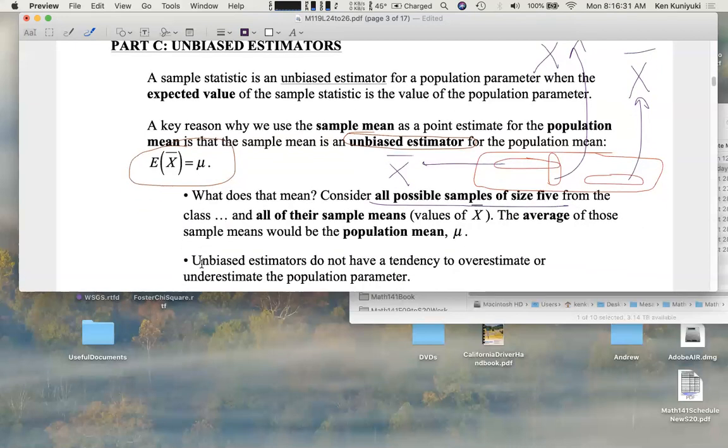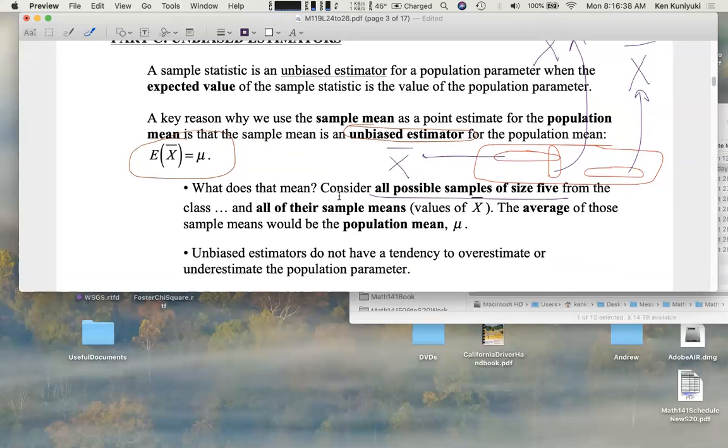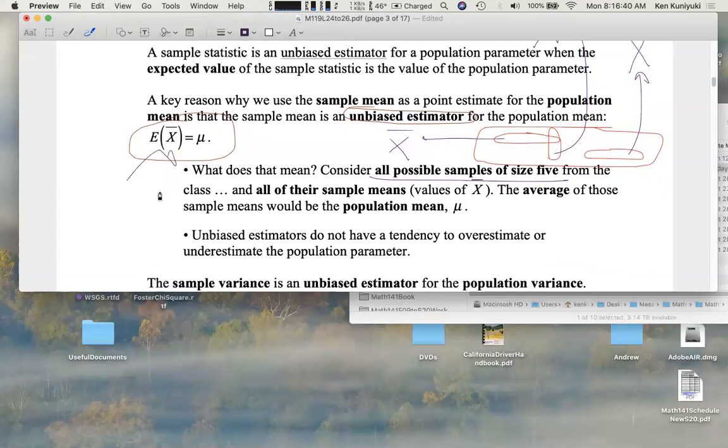So that means that this sample mean as a point estimate for the population mean is an unbiased estimator, meaning that unbiased estimators, like the sample mean for the population mean, do not have a tendency to overestimate or underestimate the population parameter. They tend to target that parameter. X bar tends to target mu. There's no tendency for it to waver on the low side or the high side. There's no bias. X bar tends to target mu. And that's very helpful.